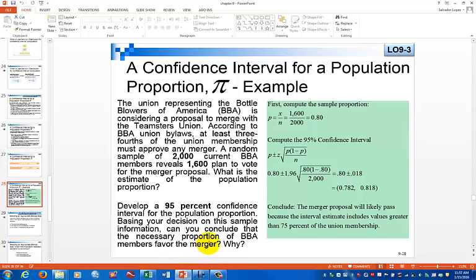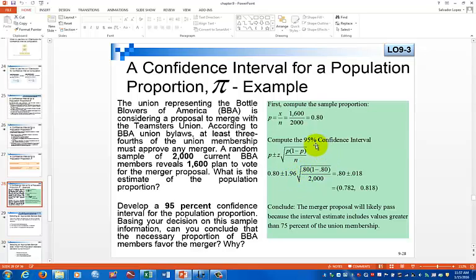Well, we can calculate the sample proportion by just dividing the people who are intending to vote, 1,600, out of 2,000 total. So that's 80%, or 0.80. Now compute the 95% confidence interval and use the formula p plus minus z times the square root of p, 1 minus p over n. So replace p with 0.80, and then the value of z when the confidence interval is 95% is 1.96.